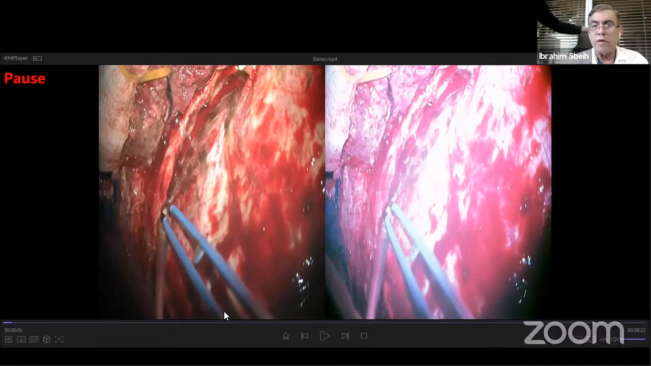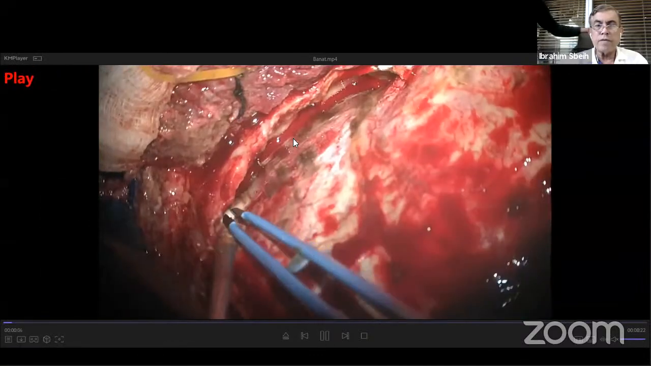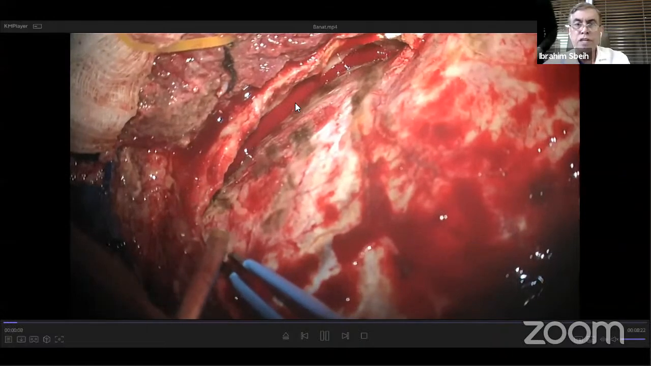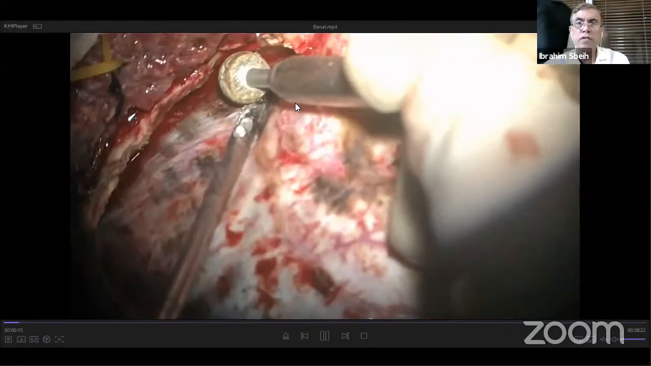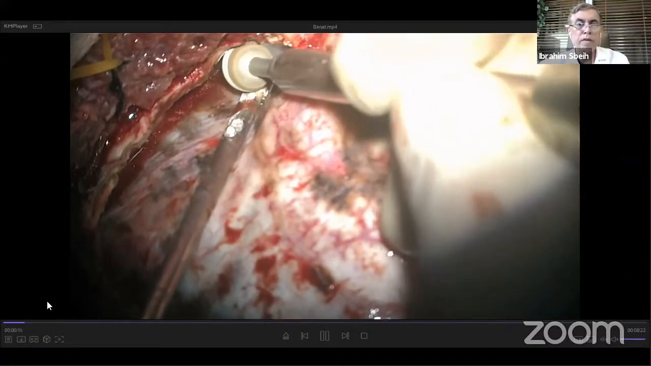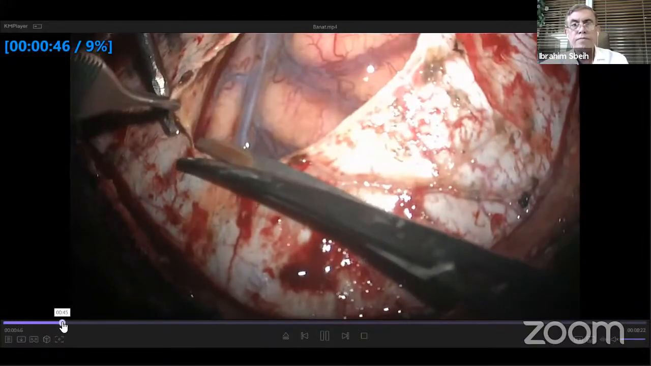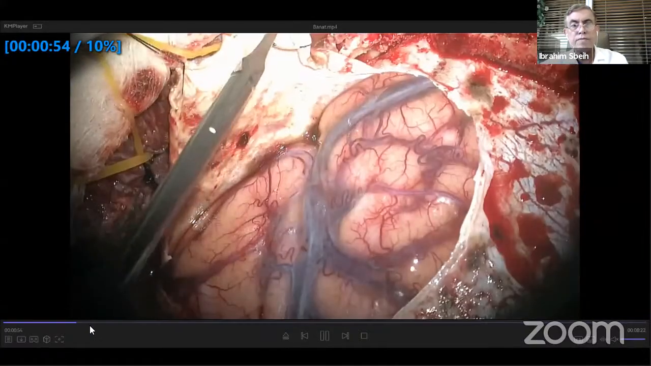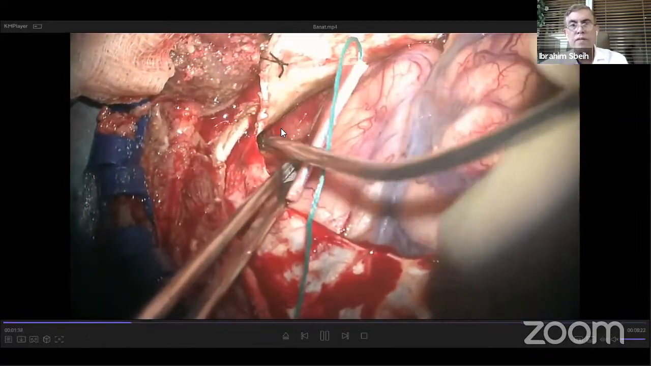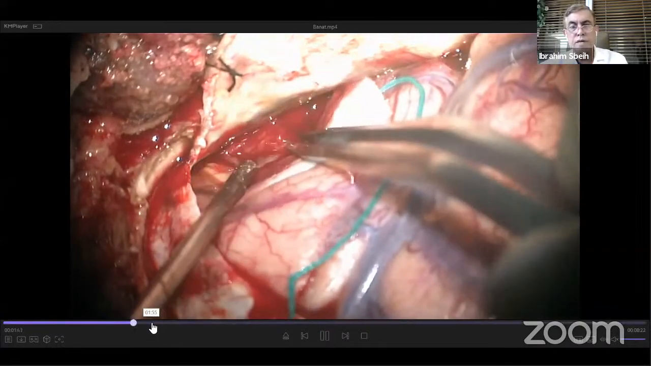We record our cases in 3D for the sake of teaching, but here I'll change it into 2D because not all the people have the appropriate glasses. So this is the approach. Opening the dura, and you can see the hemorrhage. This is the hemorrhage and region. Very fresh bleed.